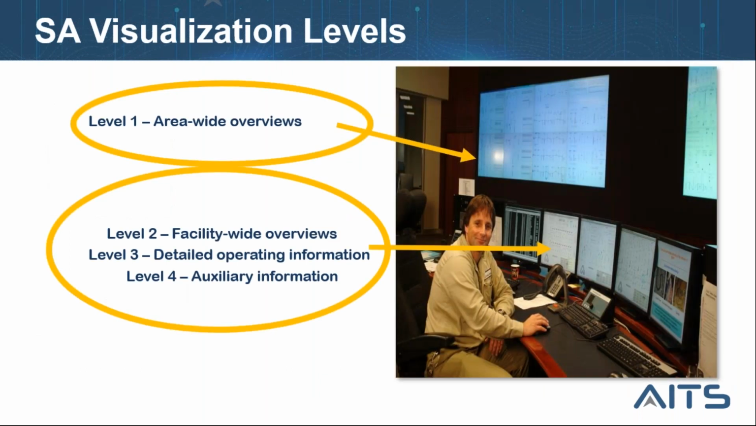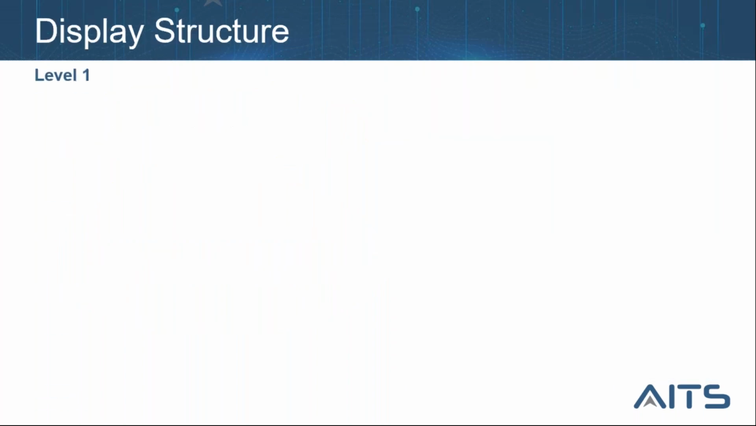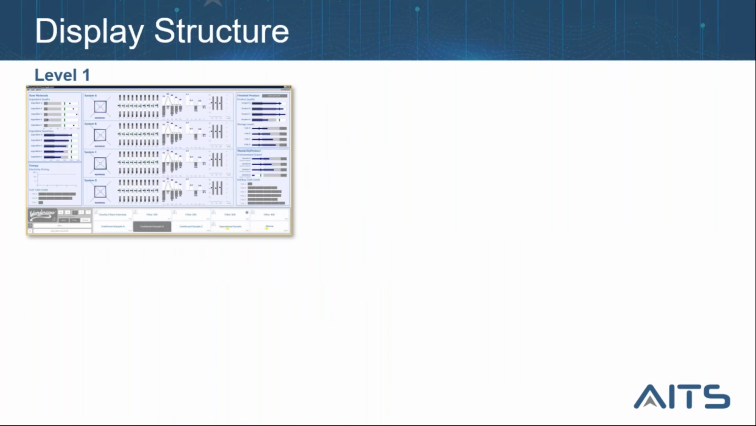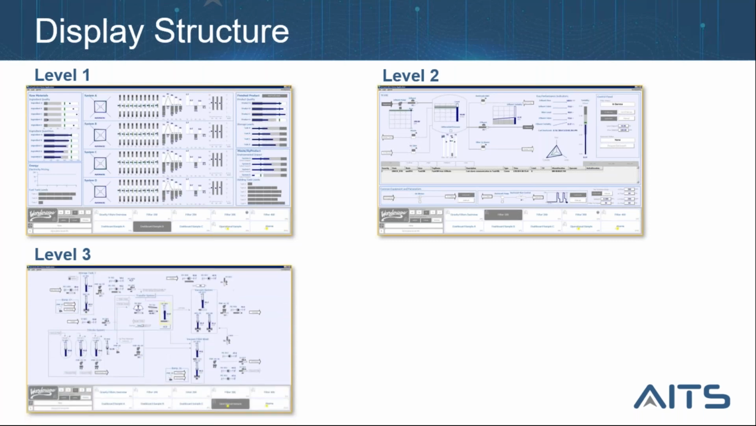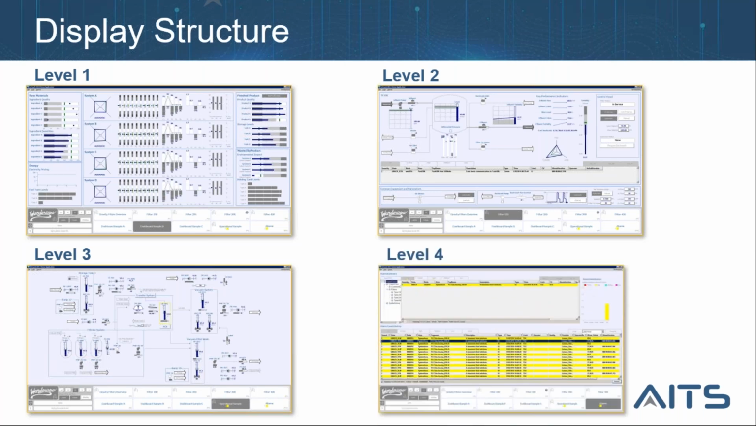Based on AITS, situational awareness is formed of 4 levels presenting data to effectively orient operators to take action. Level 1 provides area-wide overview, including KPIs and summary status information. Level 2 shows some process detail overview, such as specialty pages and key operating screens. The third level presents detailed operating information, similar to most current screens. The fourth level contains auxiliary information, such as trend analysis and help screens, and so on.